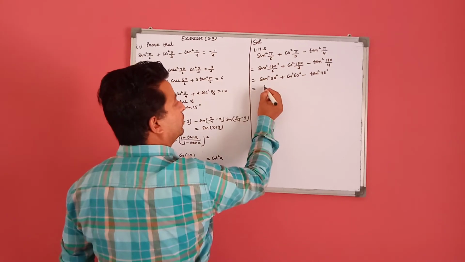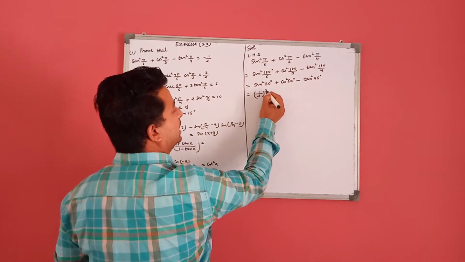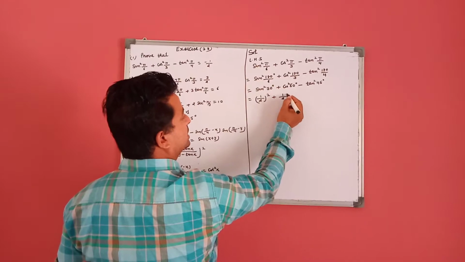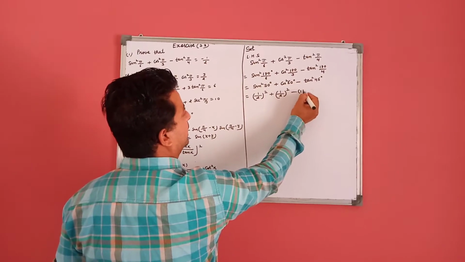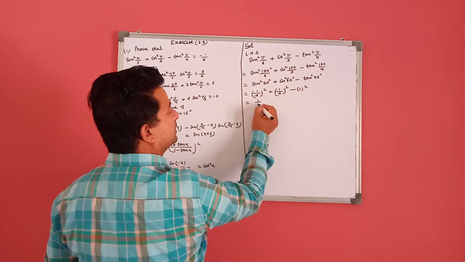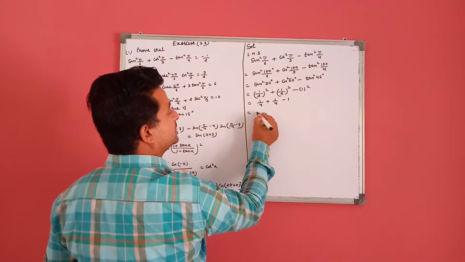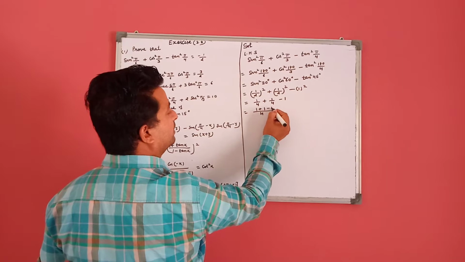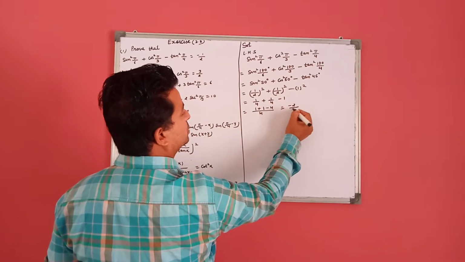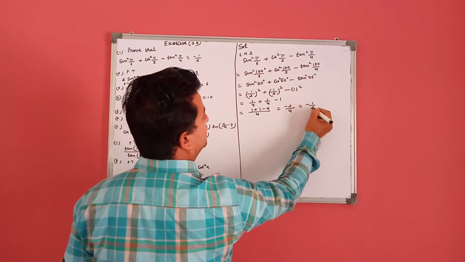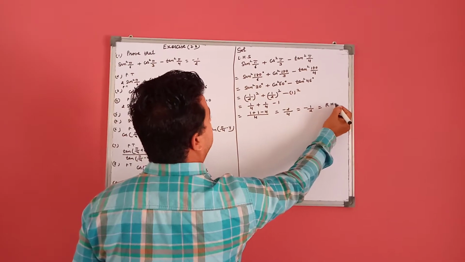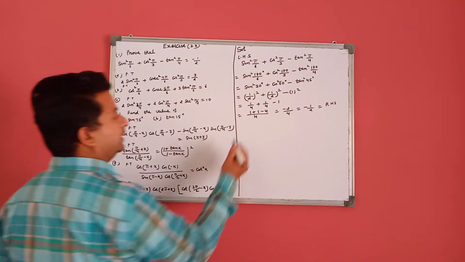As we know from the table, sin 30 is half, cos 60 is half, tan 45 is 1. So this becomes 1 by 4 plus 1 by 4 minus 1. LCM is 4, so 1 plus 1 minus 4 over 4. This becomes minus 2 by 4, which equals minus half. This is the right hand side of question number 1.